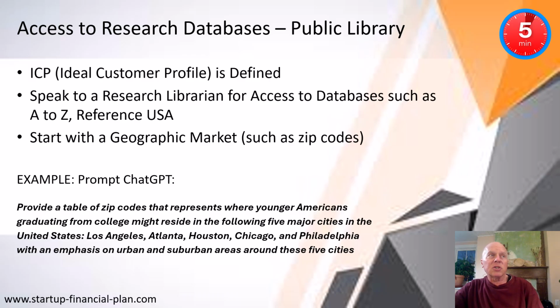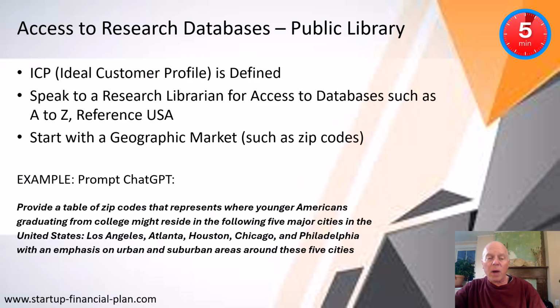And I would just go to ChatGPT and prompt it and say, hey, give me a list of zip codes that meet these criteria per my ICP, and just target maybe a few cities to start off with. Don't start off real big, start off small. Maybe I just choose a few big cities. Like in this case study, I'm going after younger Americans who graduated from college recently, who live in, let's say, Los Angeles, Atlanta, Houston, Chicago, Philadelphia. So we're being focused and targeted.